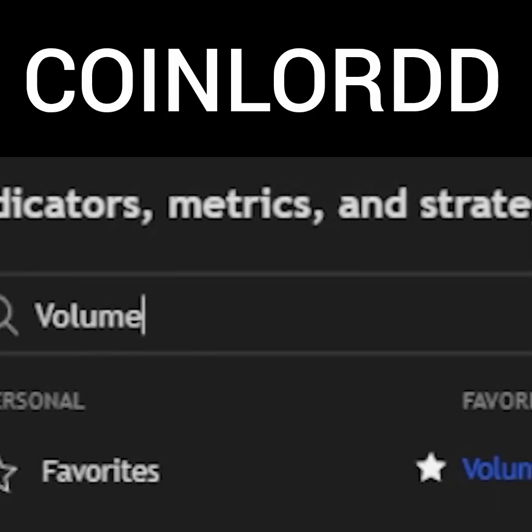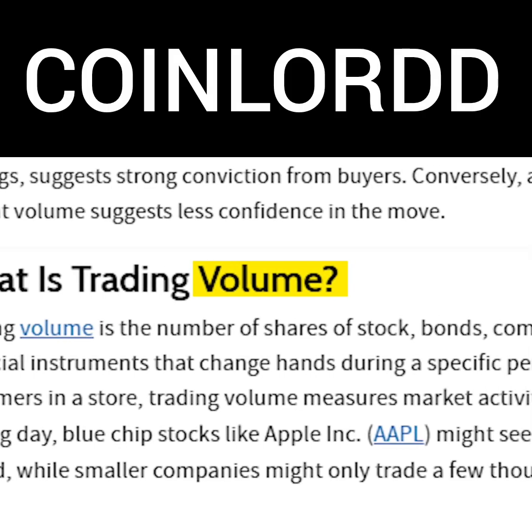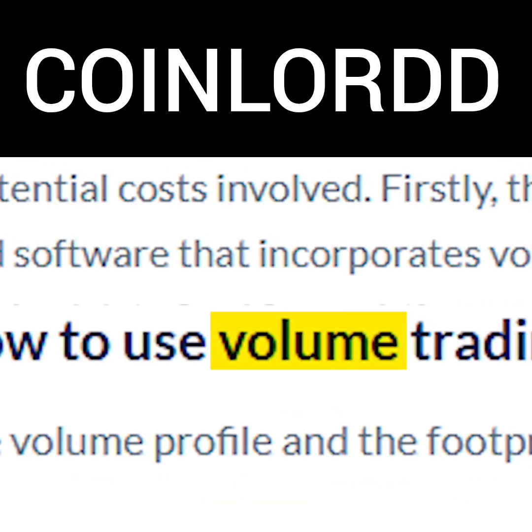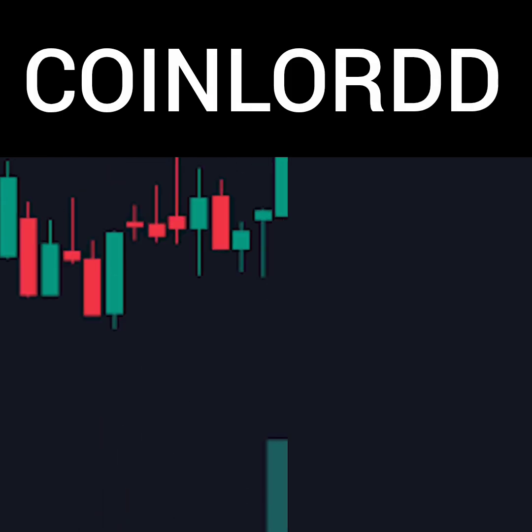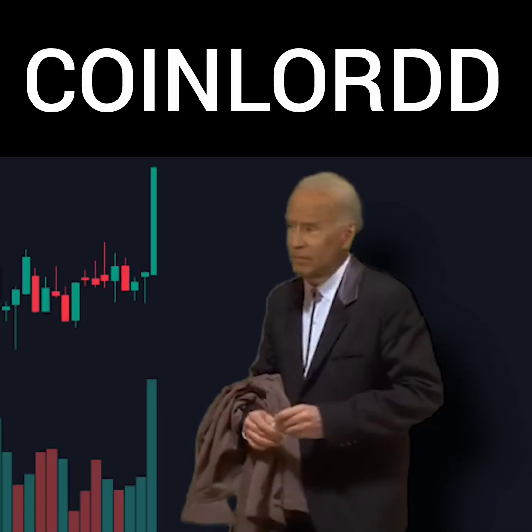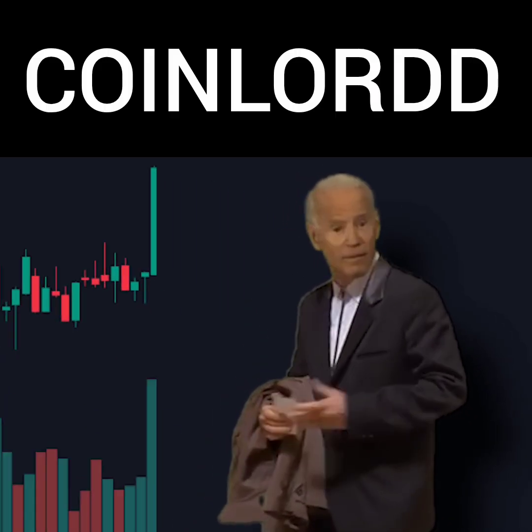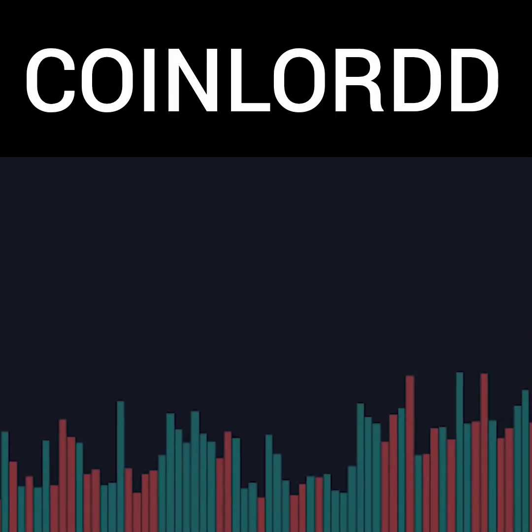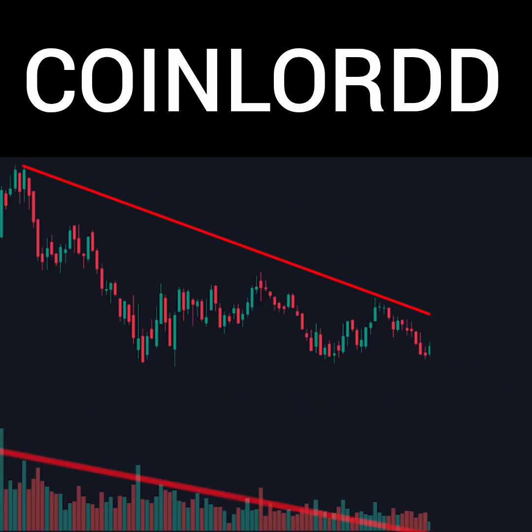I'm sure most of you have heard of normal volume. It's easily one of the most downloaded indicators on the internet. You get a big volume bar on a big candle, must mean something important happened. Cool, super helpful, except it's not. Here's the thing with normal volume. Well, yes, it can be somewhat useful.